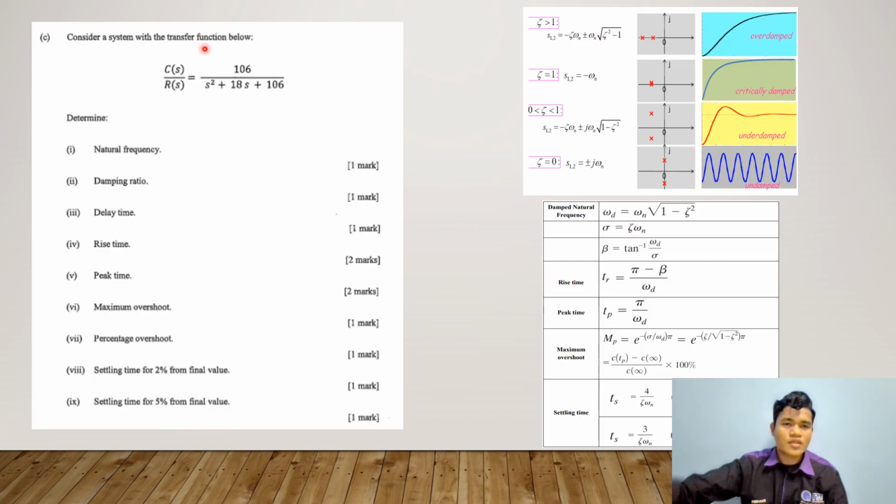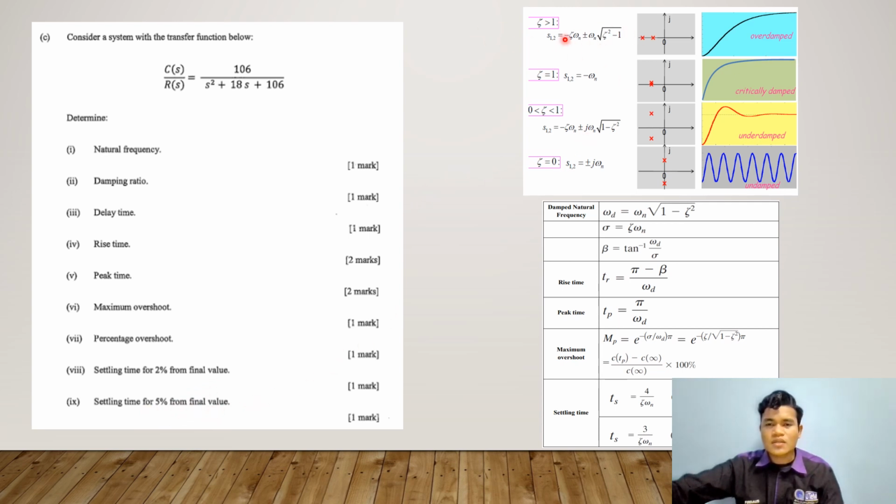Consider a system with the transfer function below. This is the transfer function. Determine the natural frequency, omega n. Damping ratio is zeta. Delay time Td. Rise time Tr. Peak time Tp. Maximum overshoot Mp, percent Mp. Percentage overshoot percent OS. Settling time for 2%, settling time for 5%.